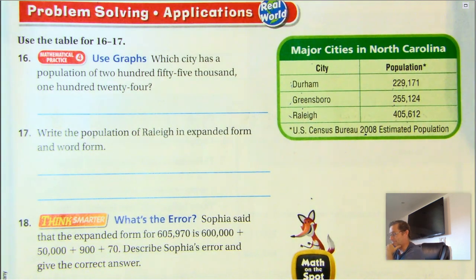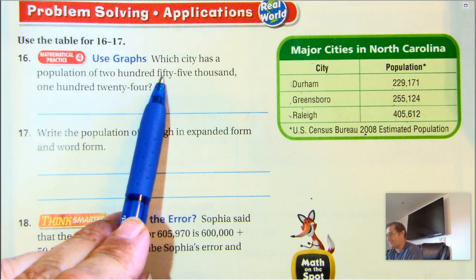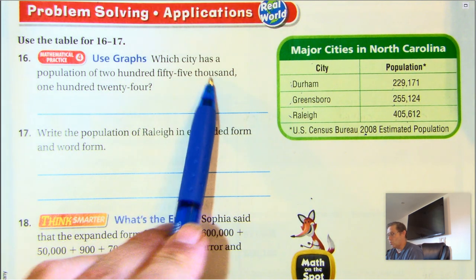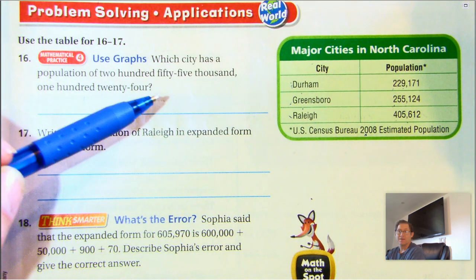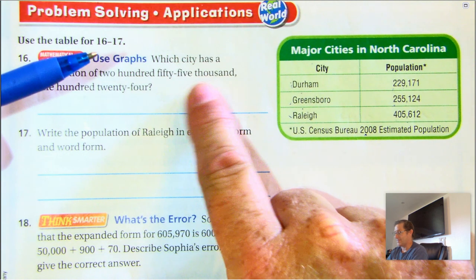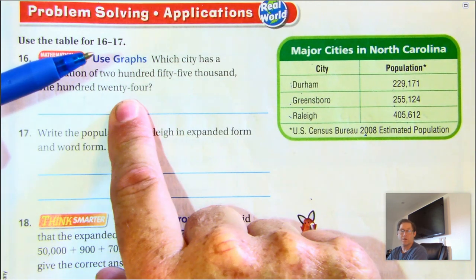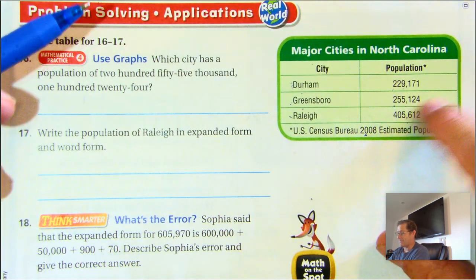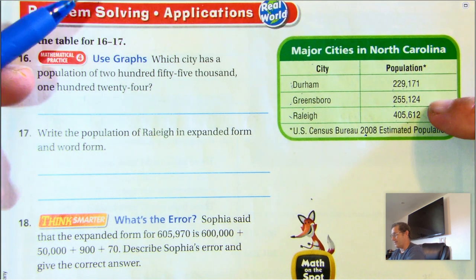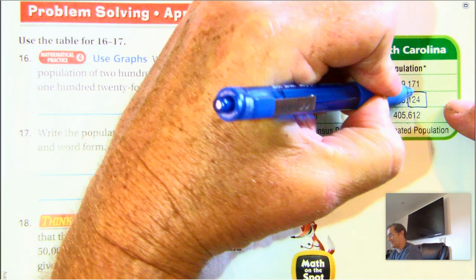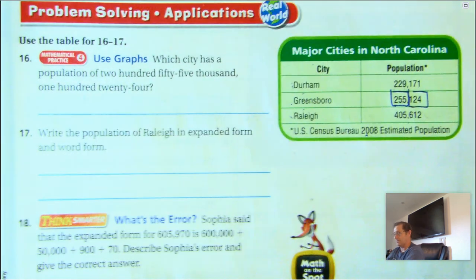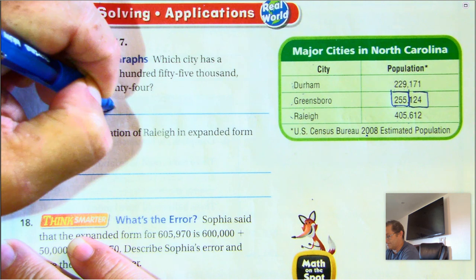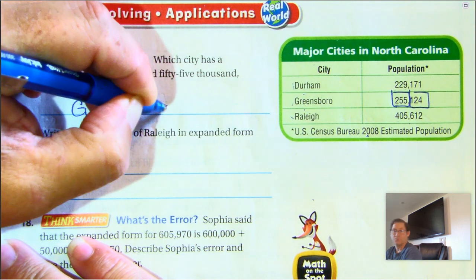So, 16. Which city has a population of 255,124? Well, there's 2 ways I can look at that. So I know that this is 2 periods. I have the thousands period, and I also have the ones. So are there any cities that have 124 in the ones period? I see 124 right there. And then I see 255 there. So this has to be Greensboro.